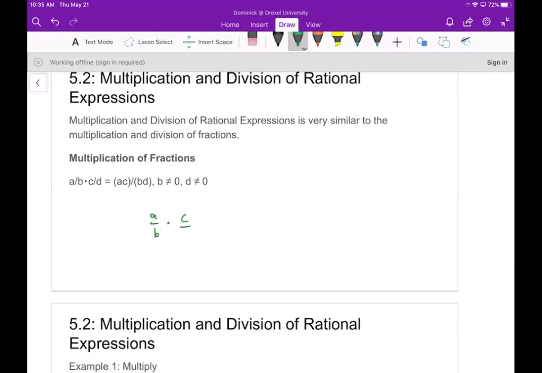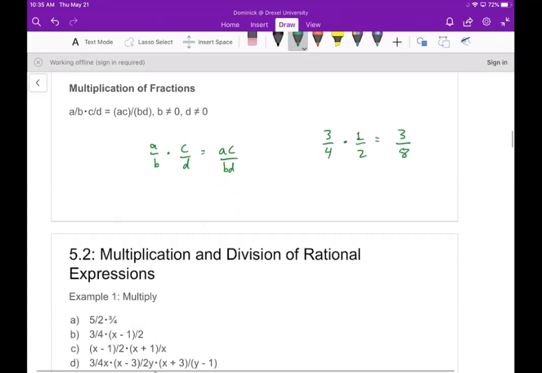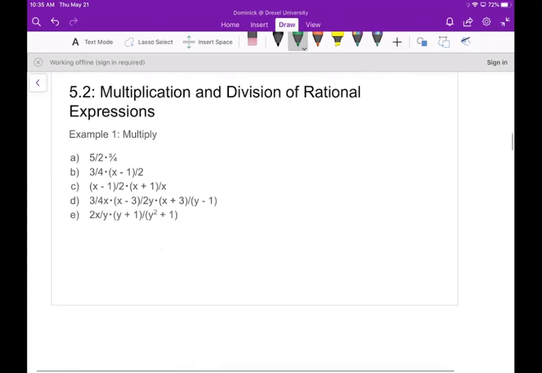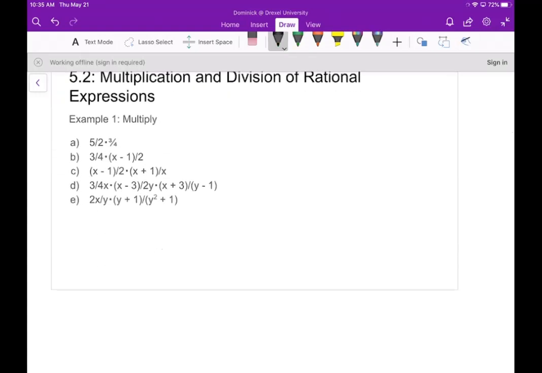If you want to multiply a over b times c over d, you multiply across. So you get ac over b times d, right? Just like if you have 3 over 4 times 1 over 2, you multiply across and you say this is 3 over 8, right? So this is very similar for the rational expression case, all right? Now part A is just a fraction example, but you can do it real quick.